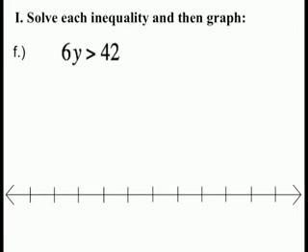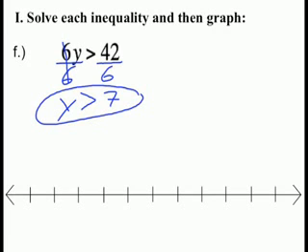6y is greater than 42. 6y is 6 times y. So to undo multiplication, we divide both sides by 6. On the left side, the 6s cancel each other out. We're left with y is greater than 7.